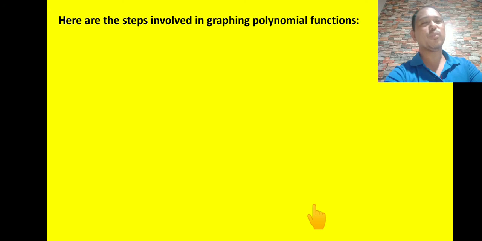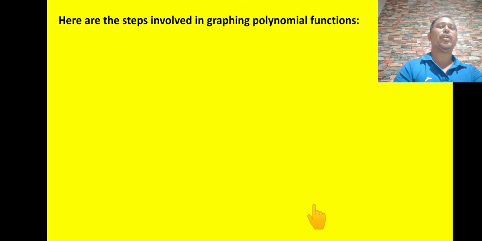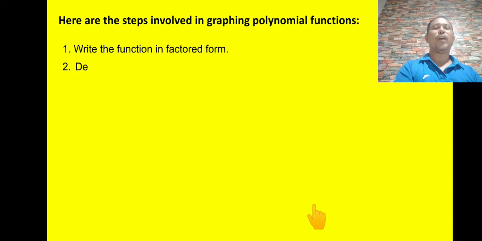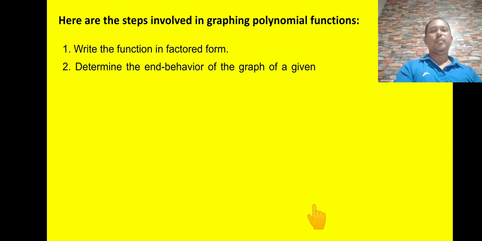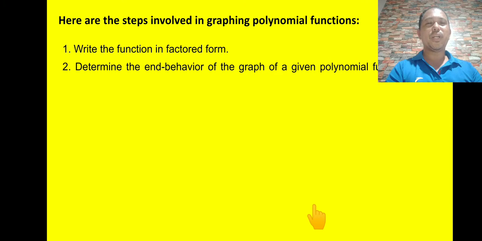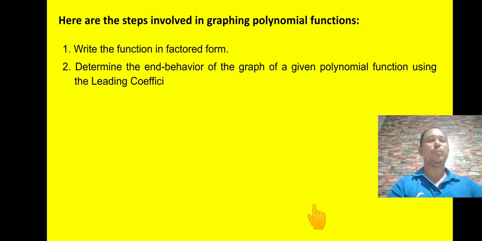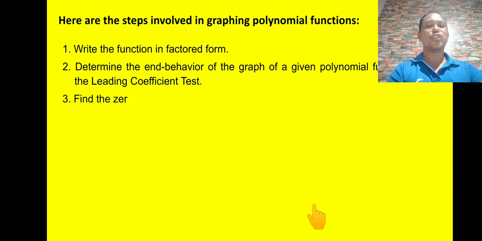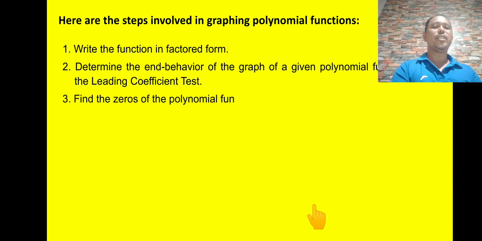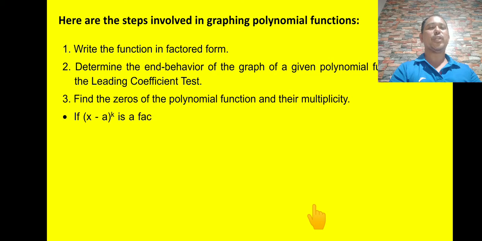Here are the steps involved in graphing polynomial functions. Write the function in factored form. Take note, factored form. Determine the end behavior of the graph of the given polynomial function using the leading coefficient test, and find the zeros of the polynomial function and their multiplicity.